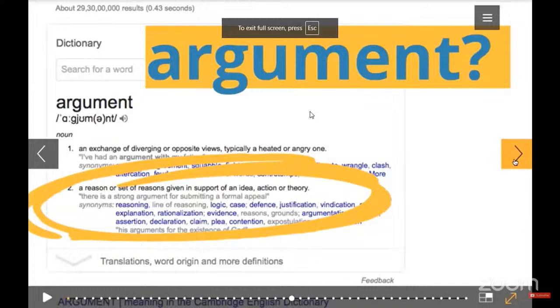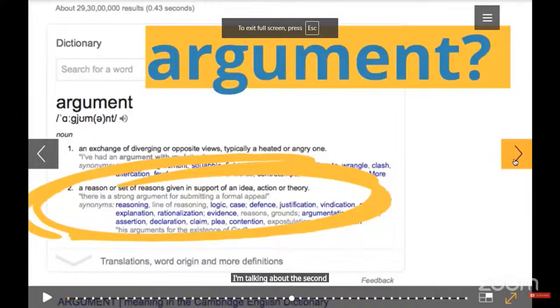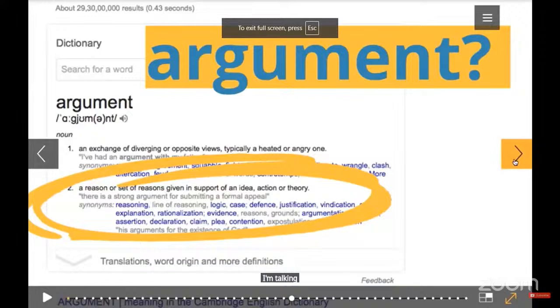Commonly and popularly used meaning of the word argument: to fight, the first meaning here, to fight or to quarrel with someone who has an opinion different from yours. I'm not talking about that. I'm talking about the second meaning of the word, the one that I have circled here: the set of reasons given in support of an idea or theory, a line of reasoning, verbal reasoning.